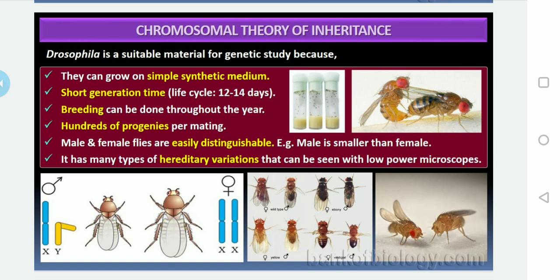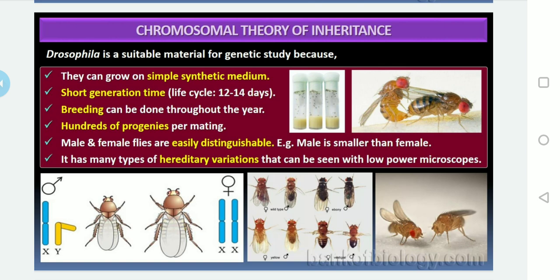Many hereditary variations can be seen in microscopes only. Whatever the size of the chromosomes, they are commonly known as gigantic chromosomes. Those can be easily observed under common microscopes also. They have a limited number of chromosomes, that is 2n equals 8. It has many types of hereditary variations that can be seen with low power microscopes also.